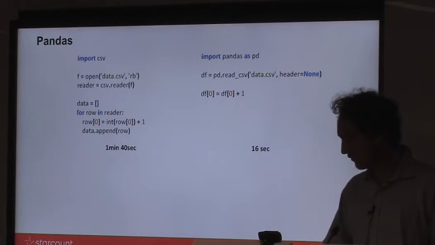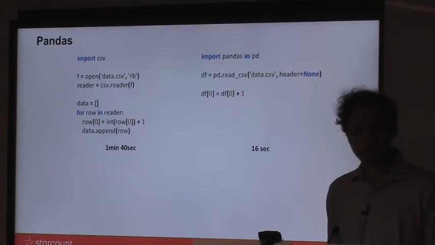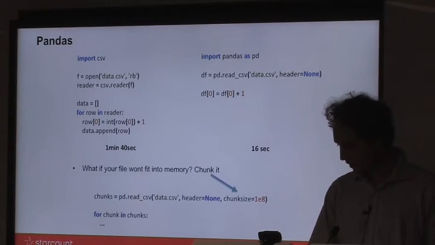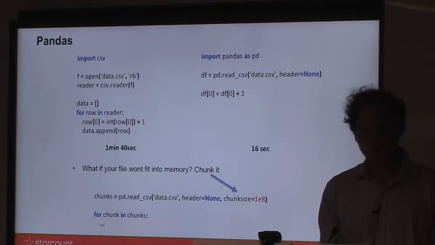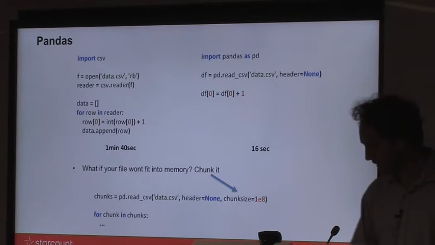The only reason I could think of is if your original file doesn't fit into memory. And there's this really nifty feature in Pandas where you can chunk your input file that you're reading in. So you don't have to read in the whole thing at a time. You can read in bits at a time, operate on the bits, and then iterate through the chunks. So that's a really, really nifty feature.